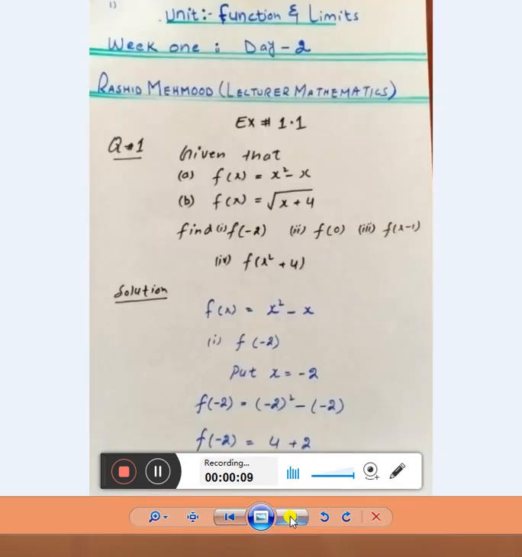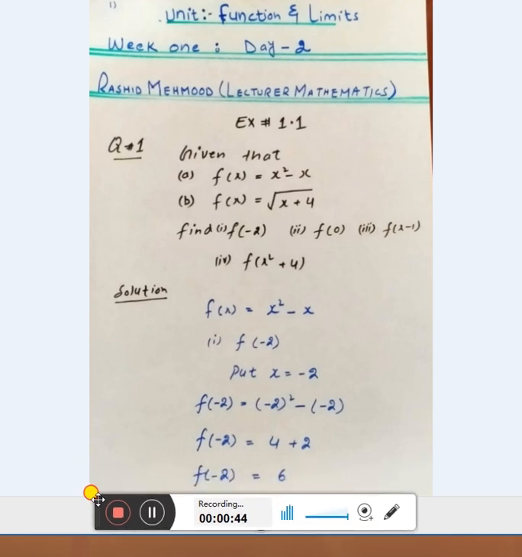Students, this is week 1 and day 2 lecture, and our unit is functions and limits. Students, exercise number 1.1 and question number 1. Given that f(x) is a function. Part A: f(x) = x² − x, and part B: f(x) = √(x + 4). Find f(−2), f(0), f(x − 1) and f(x² + 4).